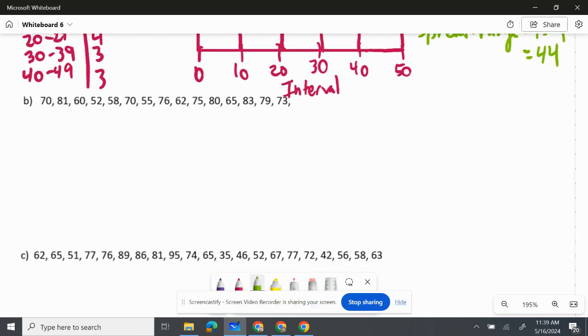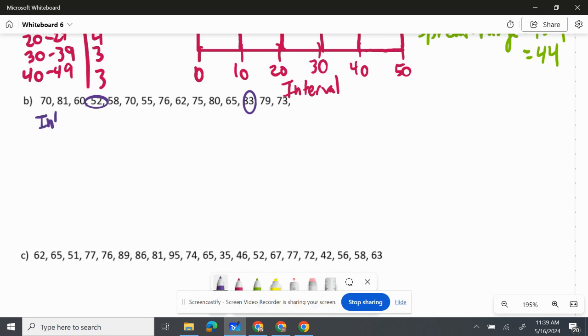So looking at the next one, once again, I'm going to look at the interval. I see that my lowest number would be 52, and my highest number would be 83. So I can't go by tens because that would be 50s, 60s, 70s, 80s. That's only 4 groups. So what I'm going to do is I'm going to go by fives.